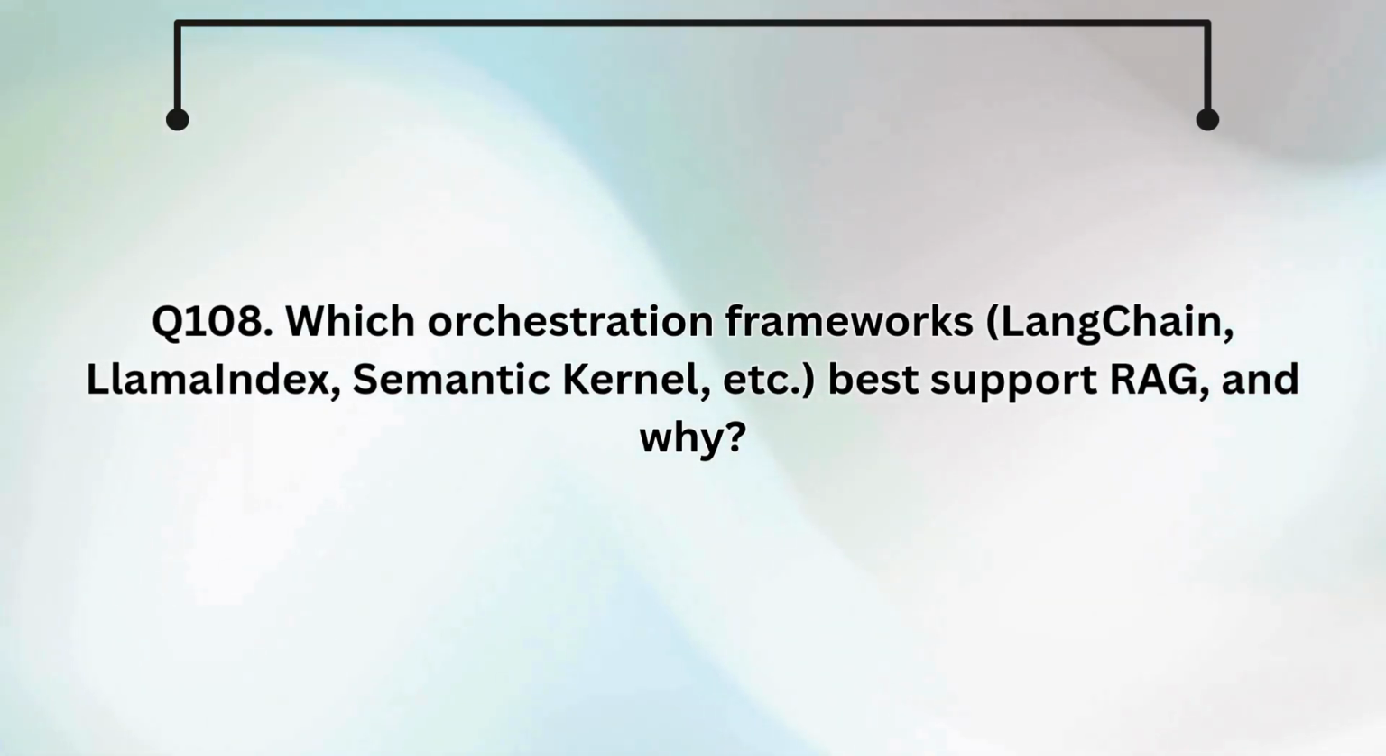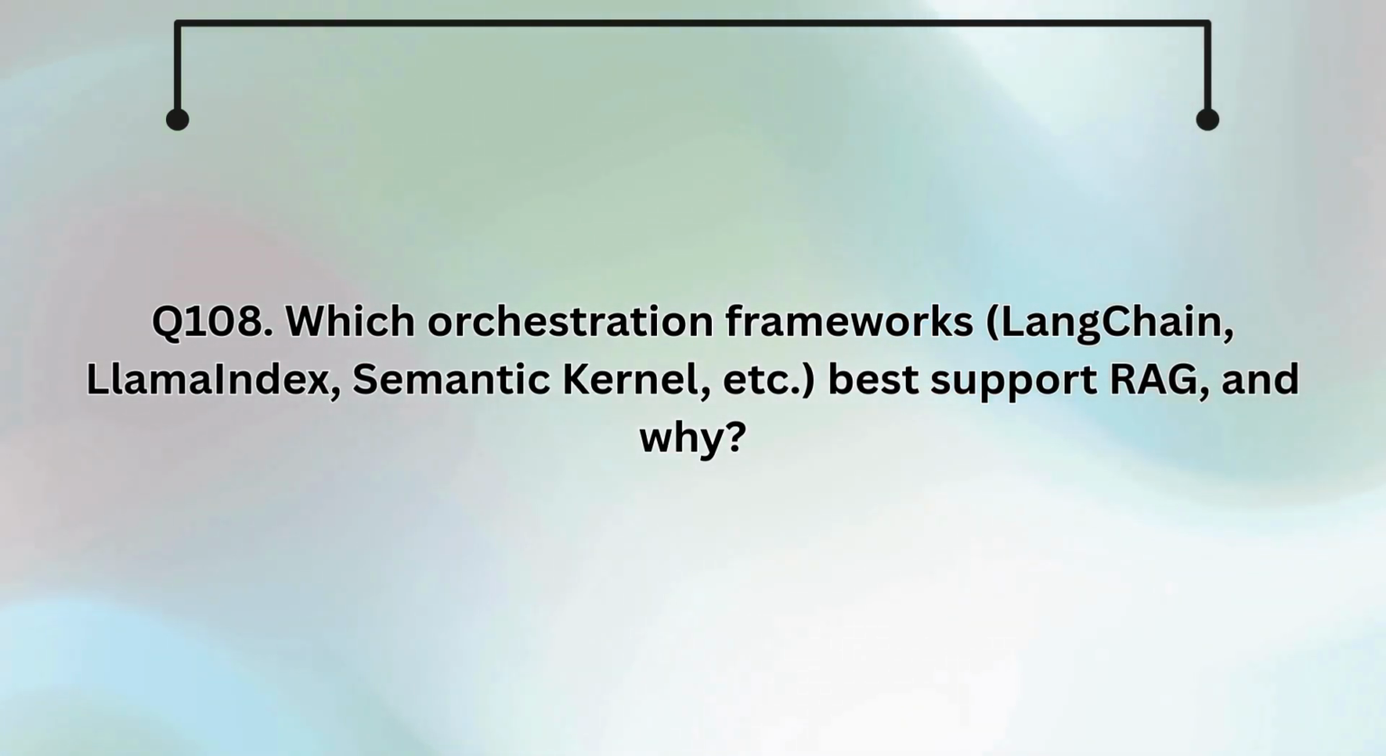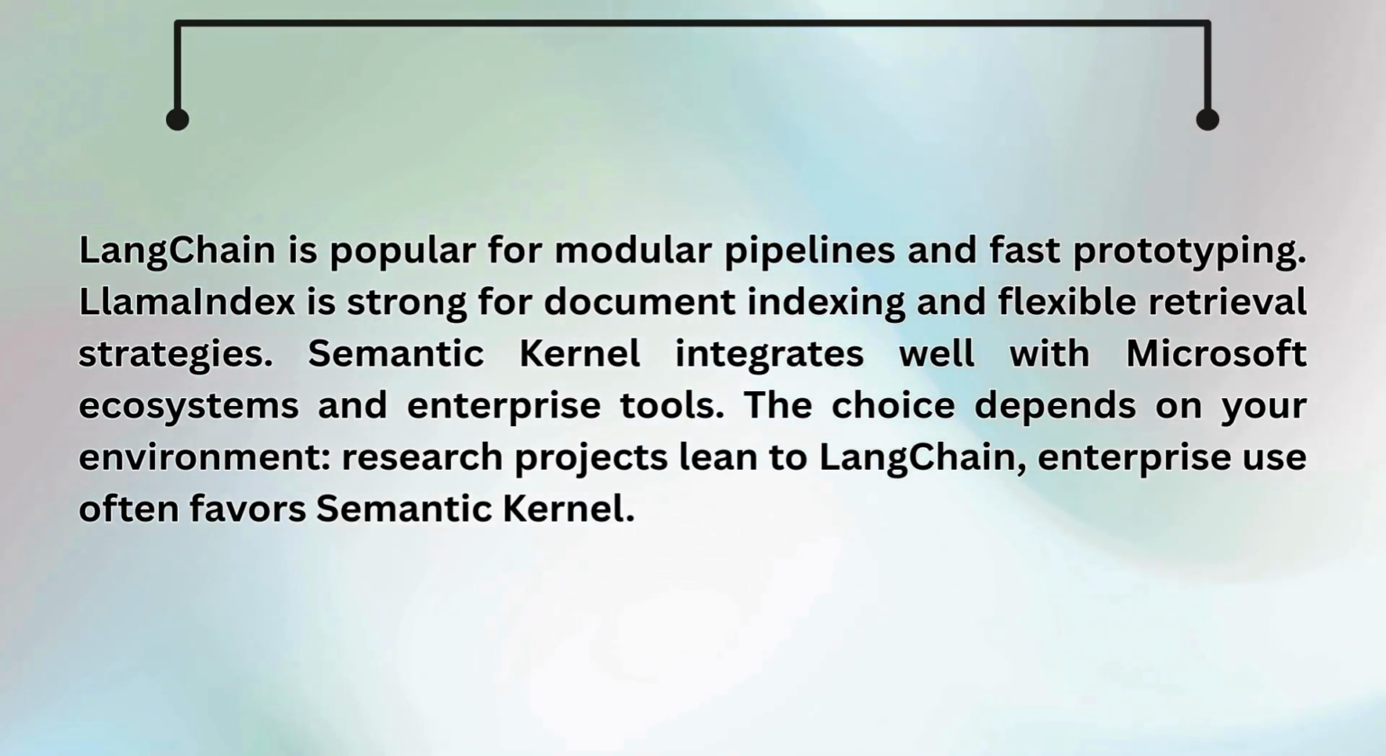Which orchestration frameworks, LangChain, LlamaIndex, Semantic Kernel, etc., best support RAG, and why? LangChain is popular for modular pipelines and fast prototyping. LlamaIndex is strong for document indexing and flexible retrieval strategies. Semantic Kernel integrates well with Microsoft ecosystems and enterprise tools. The choice depends on your environment. Research projects lean to LangChain. Enterprise use often favors Semantic Kernel.